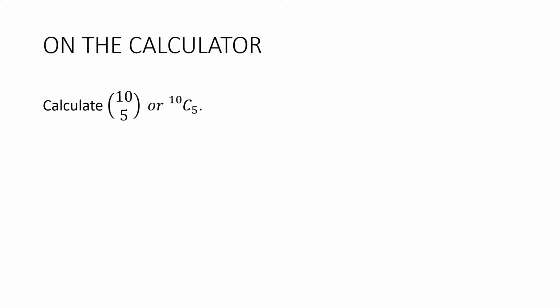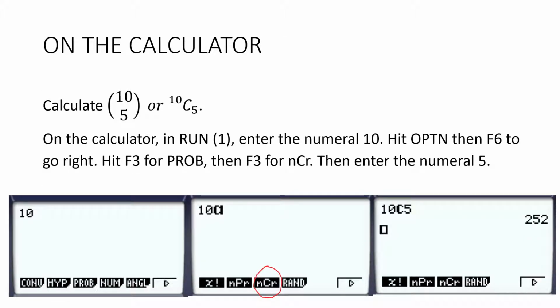So on the calculator, what we've got to do is go into run and then hit the number 10. So that's going to give us this 10 here. You go into option, so that's quite important there. And then F6 to get the next menu. And then you hit F3 for probability. Now, once you get that, you're going to get this screen here, and you can see NCR sitting there. So you hit F3, and it will end up going 10C. And then you just type the number 5 and press equals.